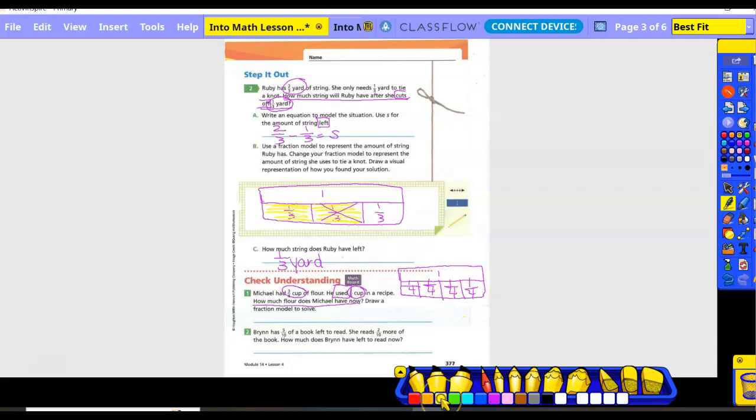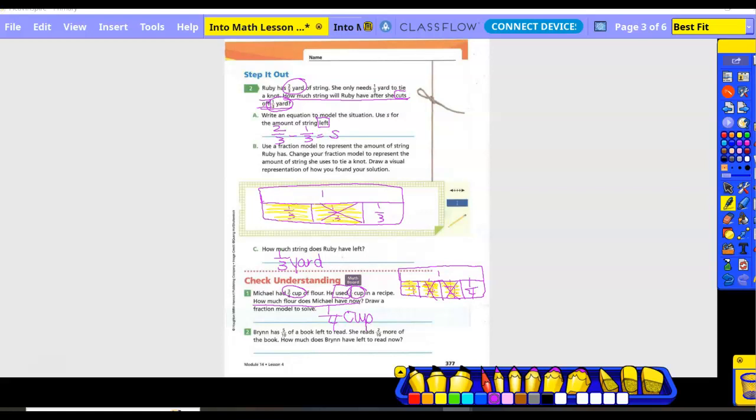Okay, how much do I color in? How much do we have? 3/4, so I'm going to lightly shade in 3 of them. Okay, and then how much did he use? 2/4, so I'm going to cross out 2, and what am I left with? 1/4 of a what? Of a cup.